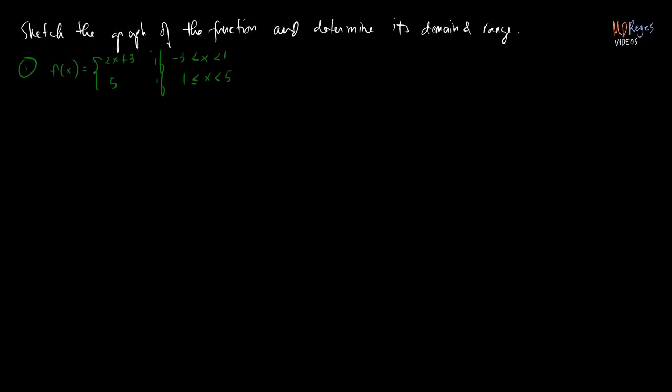To explain better, let me give you an example. So this one is an example of a piecewise function defined by two expressions. One is 2x plus 3, and the other one is a constant 5. So we have f of x is equal to 2x plus 3 if x is between negative 3 and 1. And then f of x is equal to this constant, 5. Let me use another color for that. F of x is equal to the constant 5 if x is greater than or equal to 1 but less than 5.